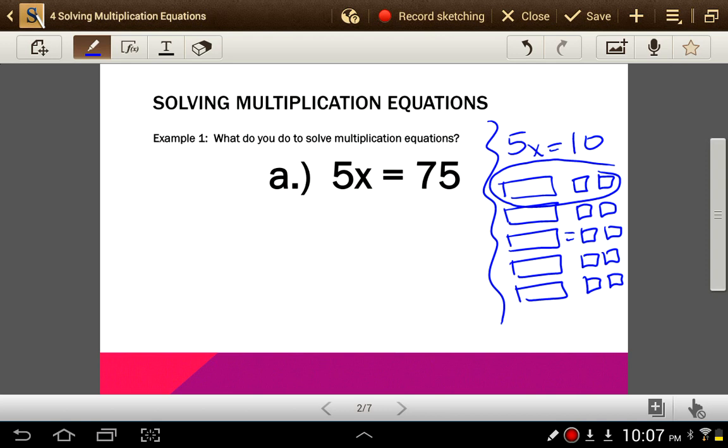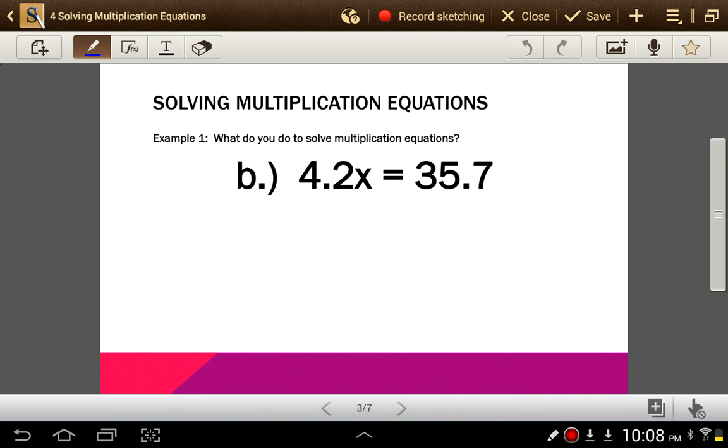So what do I do to solve this problem? Well, if it's 5x equals 75, I'm going to do the opposite of multiplying, which is what this stands for. 5x is multiplication. I'm going to divide 5 to both sides. And that is how I'm going to solve it. Okay, if you need to pause, go ahead. Otherwise, I'm going to go on to the next example.